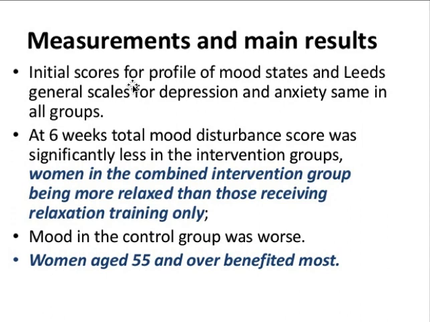And the main result is that after 6 weeks, the total mood disturbance score was significantly less. So from the mood scales, in terms of the Leeds General Scales measure, there was no difference between the groups, but you can see the difference in terms of the mood scale. It was significantly less in the intervention group, relaxation plus imagery.